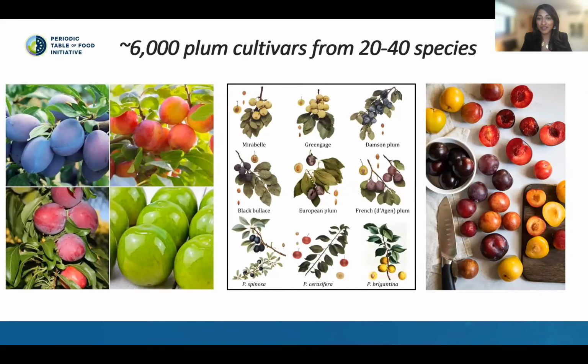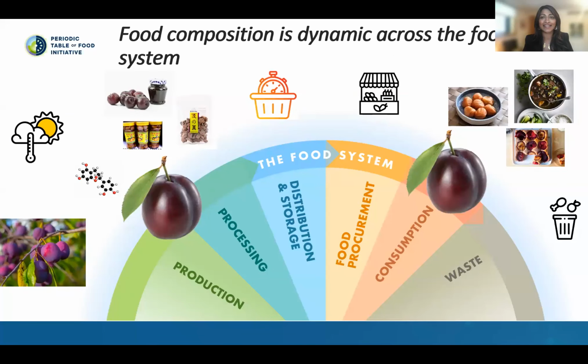Well, the scientific literature indicates that there are 6,000 cultivars of plum from 20 to 40 different species. So really a tremendous diversity of plums that all vary in their composition. Often when we think about food composition, we think about it as static, but in fact, it is variable across the food system. Today, we'll be hearing from Jonathan Lundgren on how different agricultural practices, including regenerative agriculture, can impact the composition of produce and grains.